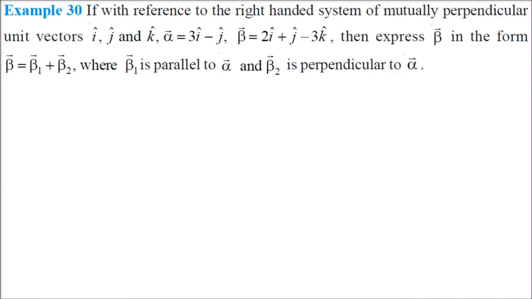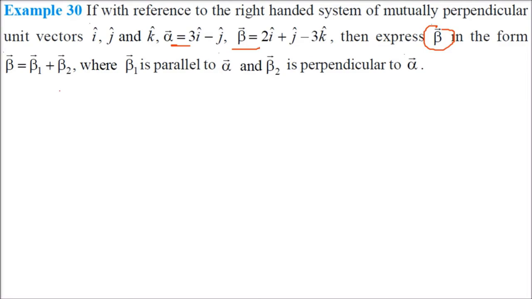With reference to the right-handed system of mutually perpendicular unit vectors i, j and k, alpha is given as 3i minus j and beta is given as 2i plus j minus 3k. Then express beta in the form of beta 1 plus beta 2, where beta 1 is parallel to alpha and beta 2 is perpendicular to alpha.